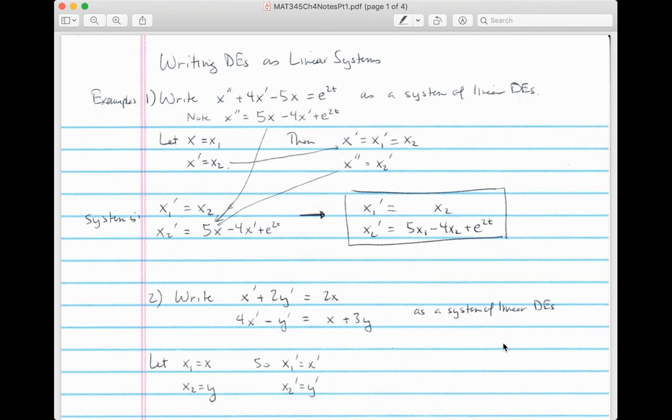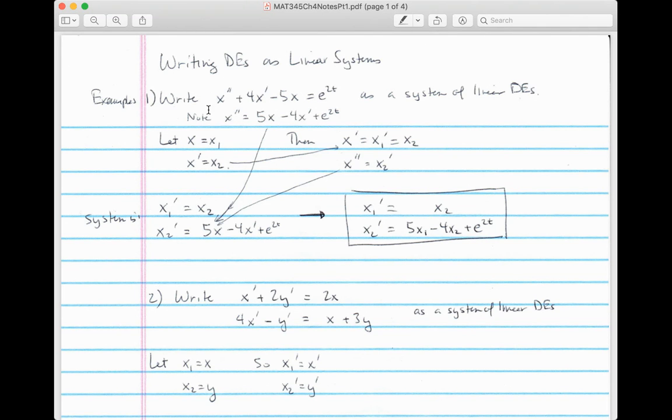Hopefully we know what a linear differential equation is. A system is just a collection of linear differential equations. Our first example asks us to look at x double prime plus 4x prime minus 5x equals e to the 2t and recast that as a system of differential equations. We've got a single linear differential equation. We would know how to solve this using undetermined coefficients, but we're going to look at translating it into a system of DEs.